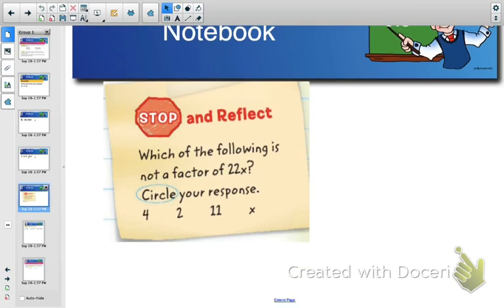Okay, so which of the following is not a factor of 22x? Well, x is obviously in 22x. 22 breaks down into 2 times 11, so those are both factors, so it's got to be that one, 4. 4 does not go into 22.